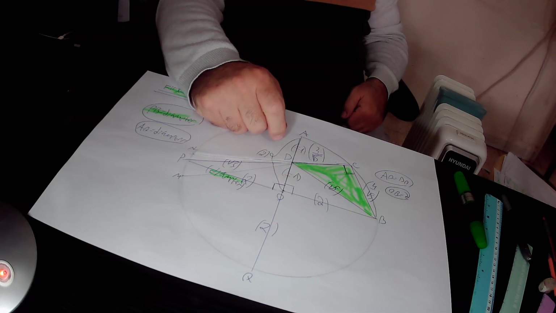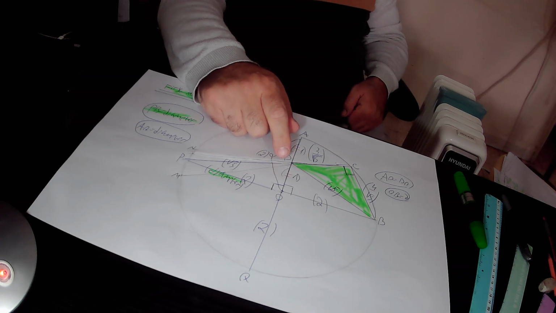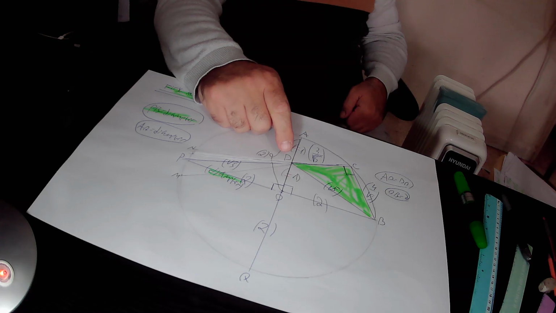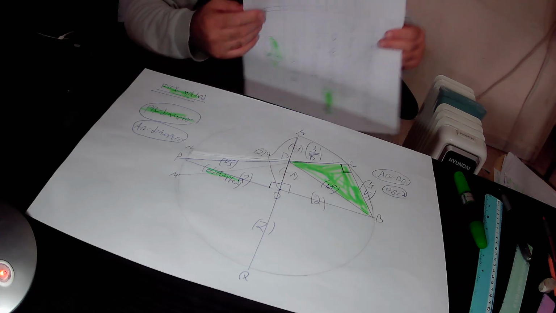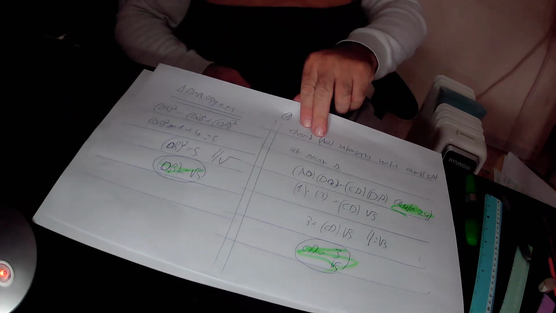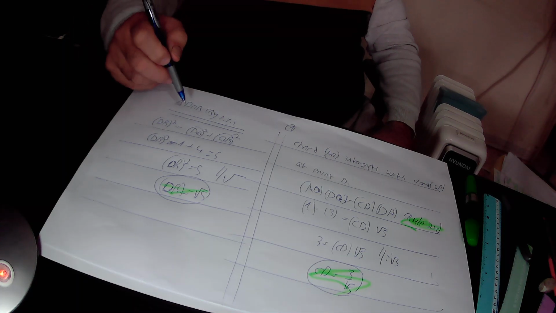The next step, we implement the Pythagoras theorem on this right triangle DOB. According to the Pythagoras theorem, in any right triangle, the square of the hypotenuse equals the sum of the squares of the other two sides. So in this right triangle DOB, DB squared, that is the square of the hypotenuse, equals DO squared plus OB squared.